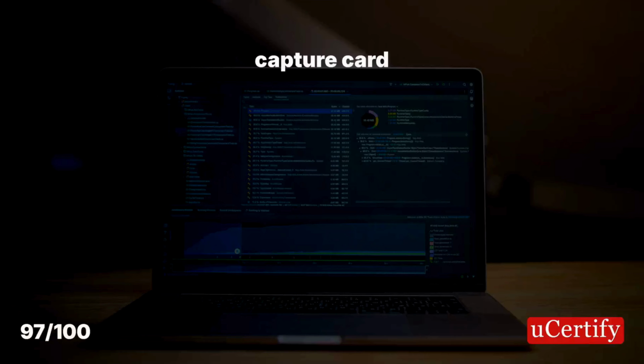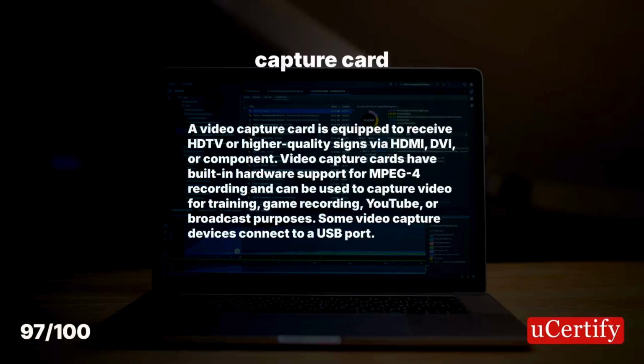Term: capture card. Definition: a video capture card is equipped to receive HDTV or higher quality signals via HDMI, DVI, or component. Video capture cards have built-in hardware support for MPEG-4 recording and can be used to capture video for training, game recording, YouTube, or broadcast purposes. Some video capture devices connect to a USB port.